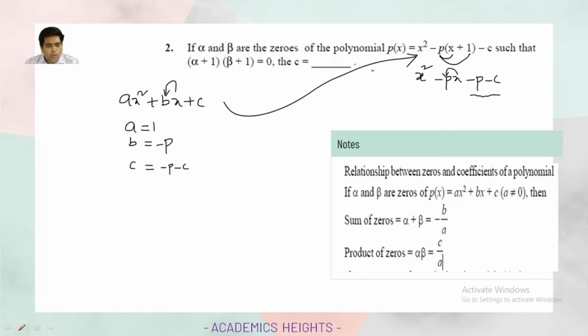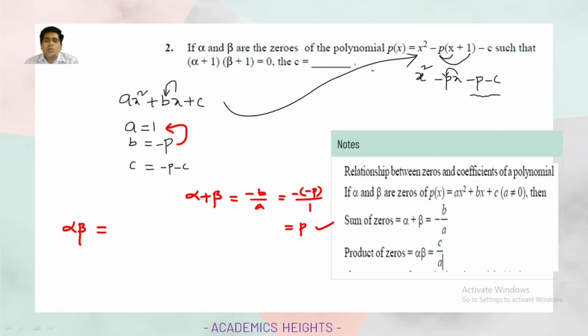Next we will move to the sum of the roots and product of the roots. So what is the sum of the roots? Sum of the roots, alpha plus beta, is equal to minus b by a, by the formula. So minus of minus p by a. A value is 1, so clearly it is nothing but p. So the value of alpha plus beta is p.